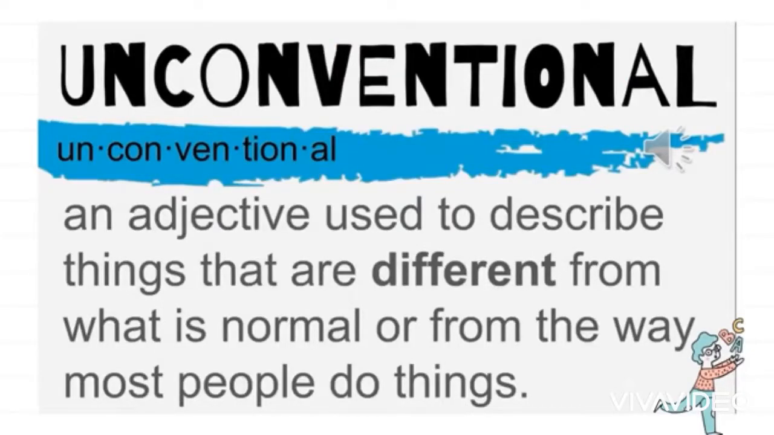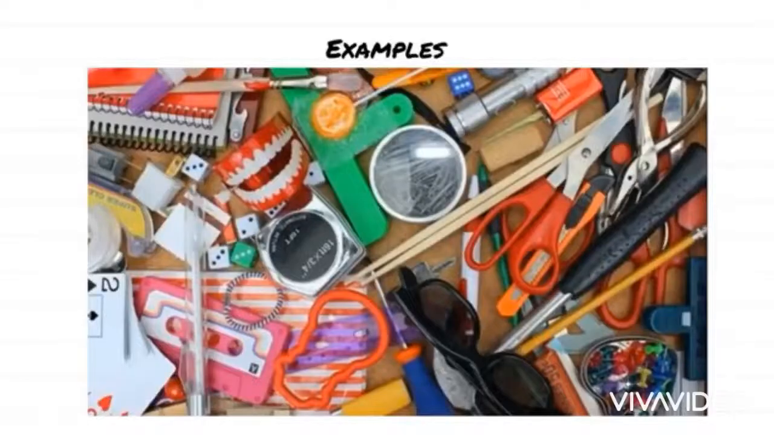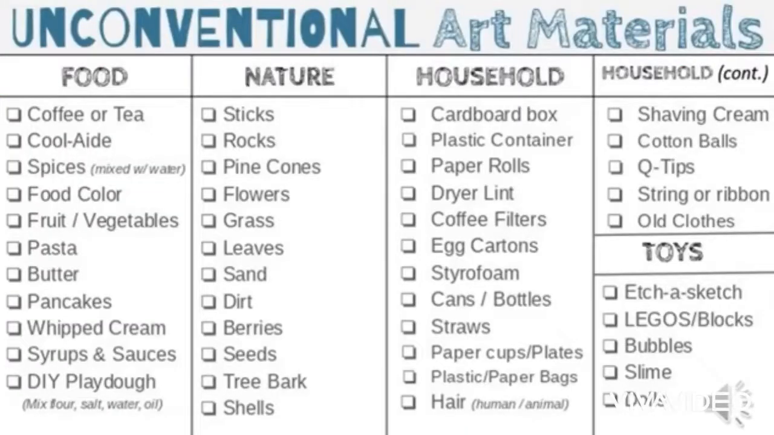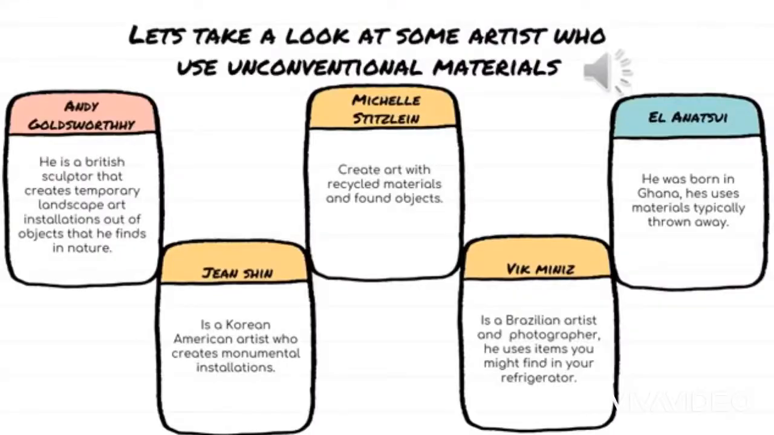Unconventional, an adjective used to describe things that are different from what is normal or from the way most people do things. Items you can find in a junk drawer could be considered unconventional. Here is a list of some of the other unconventional art materials you might find in or around your house. What other items could be added to our list?